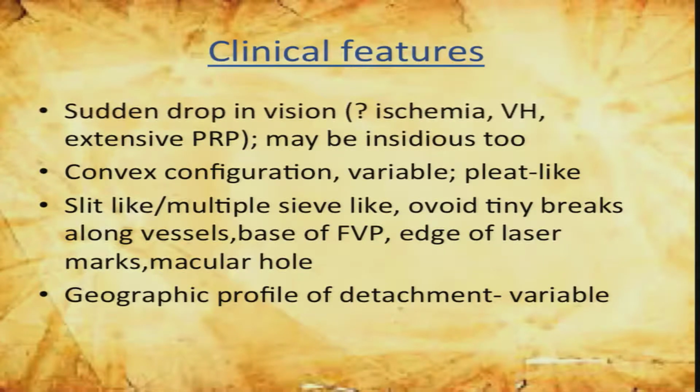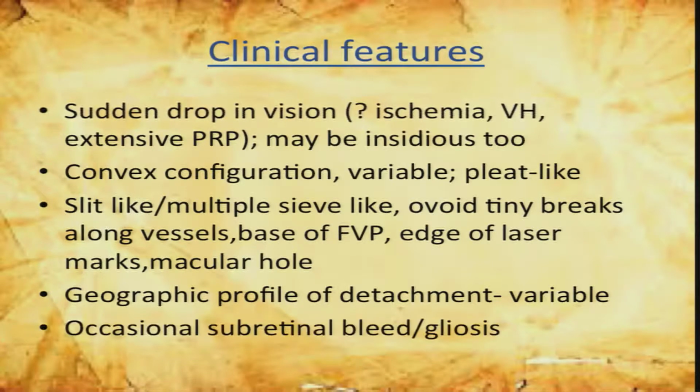The geographic profile of the detachment itself is variable. It could reach the ora at least in some quadrants. It may not typically follow Lincoff's rules, obviously because of the epiretinal tissue, as also the laser that might have been done in some of these cases. Occasionally one may have subretinal bleed and subretinal gliosis as well. Subretinal gliosis is more common because these breaks are small, and the RPE, instead of coming onto the epiretinal surface, tends to form membranes underneath the retina.